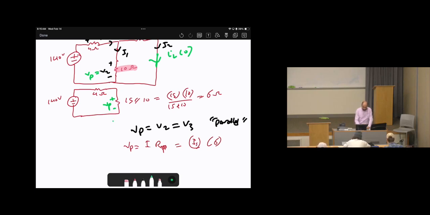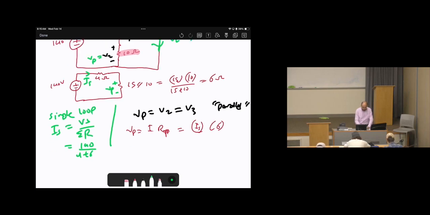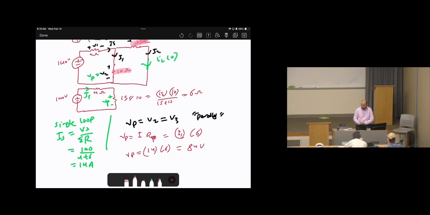We can say that to calculate I source, since it's a single loop, I source equals V source over the sum of the resistors, which is 140 over 4 plus 6, which is 10. 140 over 10 will be 14 amperes. So VP equals 14 times 6, so the answer will be 84 volts. Is this clear?